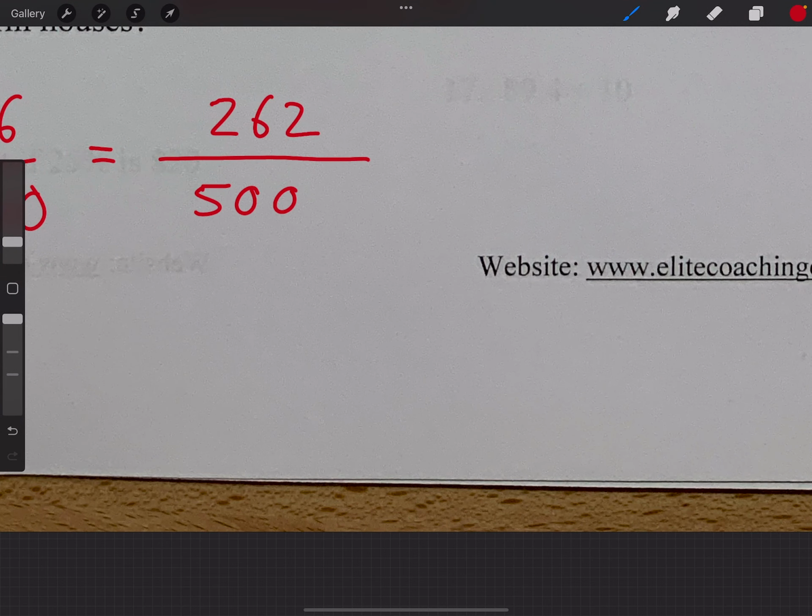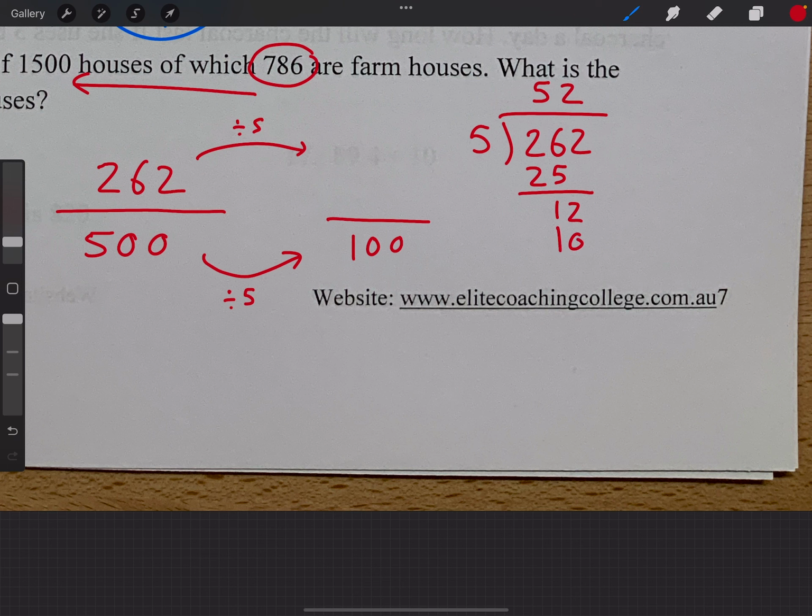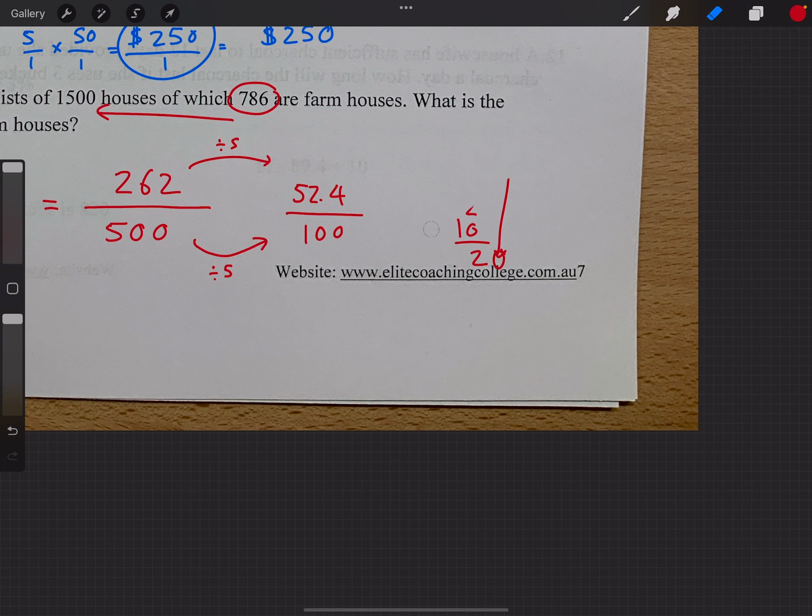26 divided by 5 is 5. 5 times 5 is 25. This will be 1. And 12 divided by 5 is 2. 2 times 5 is 10. And then you got 2 remaining. Okay, let's bring down another 0. Now if I put a decimal place there, I put a decimal place there as well. So now it'll be 20 divided by 5 is 4. And then there's no more remainder. So this will be 52.4. Okay.